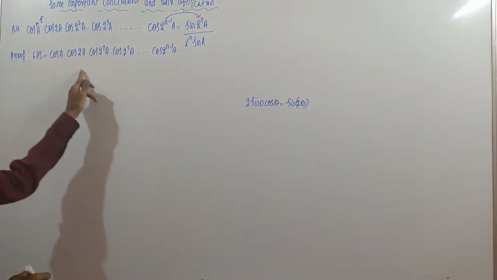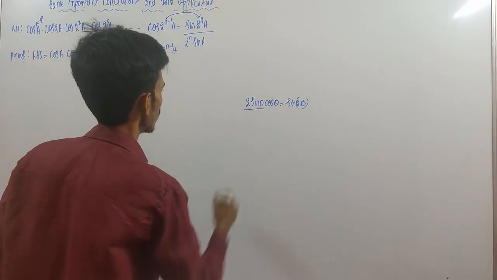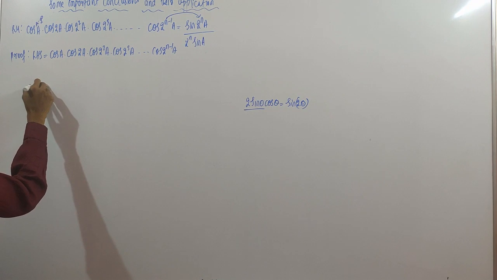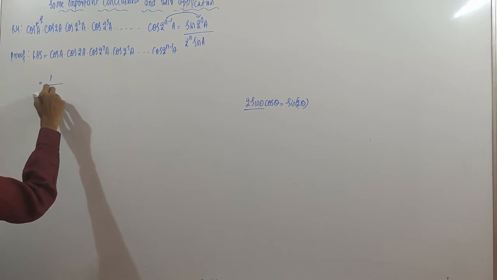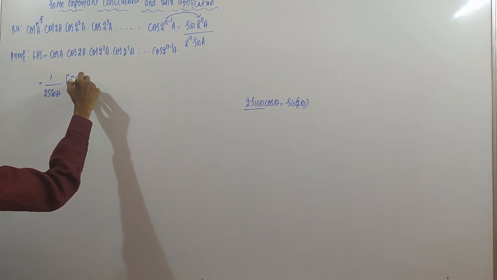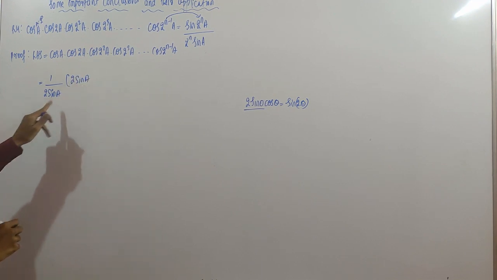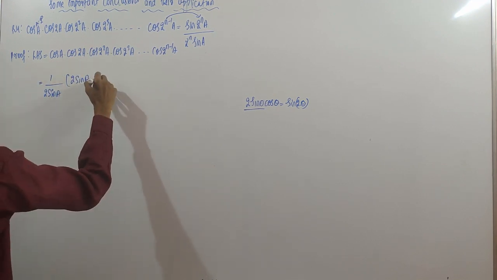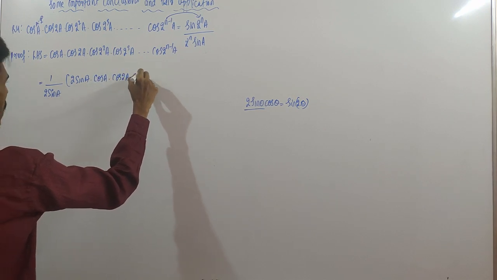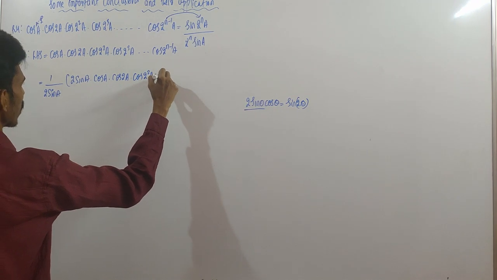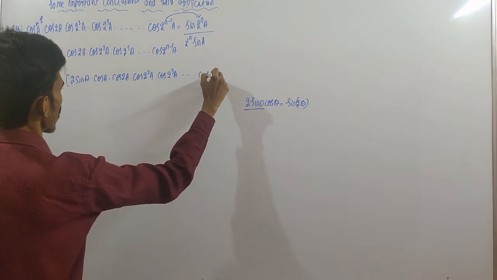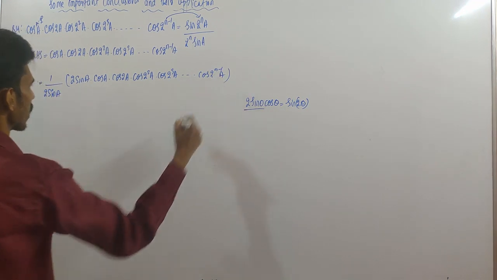So here we have cos. We require this 2 sin theta. So multiply and divide by 2 sin A. So we have 1 divided by 2 sin A into 2 sin A. Multiply this and divide by this. Now copy this into cos A into cos 2A, cos 2 square A, cos 2 cube A, and so on, cos 2 power of n minus 1 A.